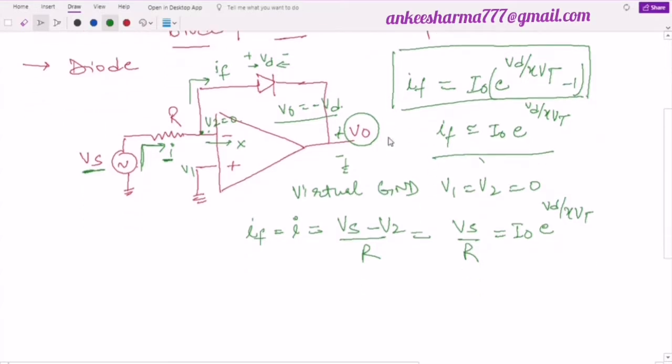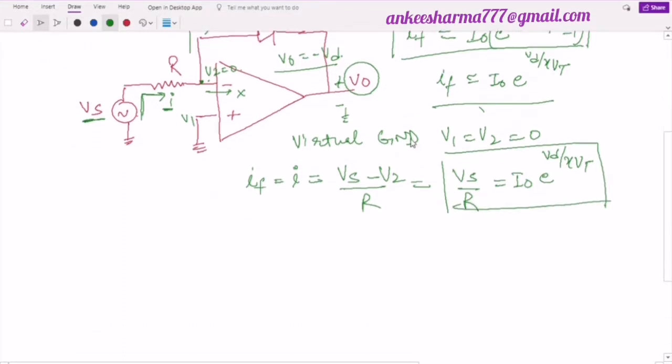Now if I look at this expression where I got Vs by R is equal to I0 e to the power Vd upon eta Vt, I can replace this Vd with the minus of V0. So I will write here Vs by R is equal to I0 e to the power of minus V0 by eta Vt, right? Now, how to remove this exponential sign? We all know we have to take log on both sides. Taking natural log, I would say, log to the base e on both sides.